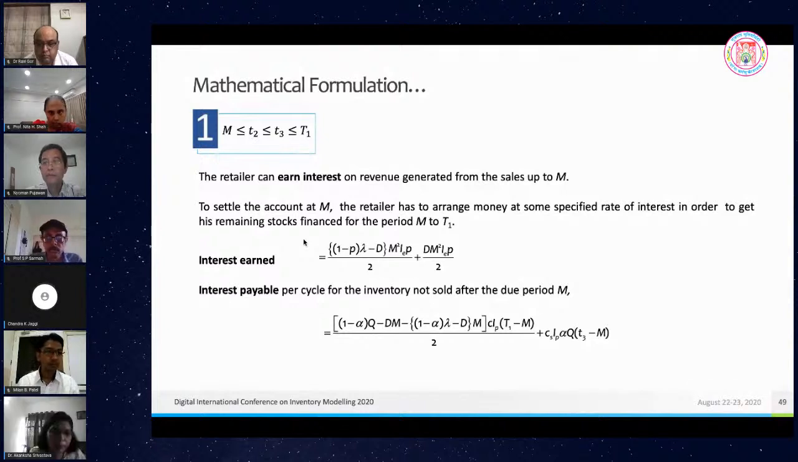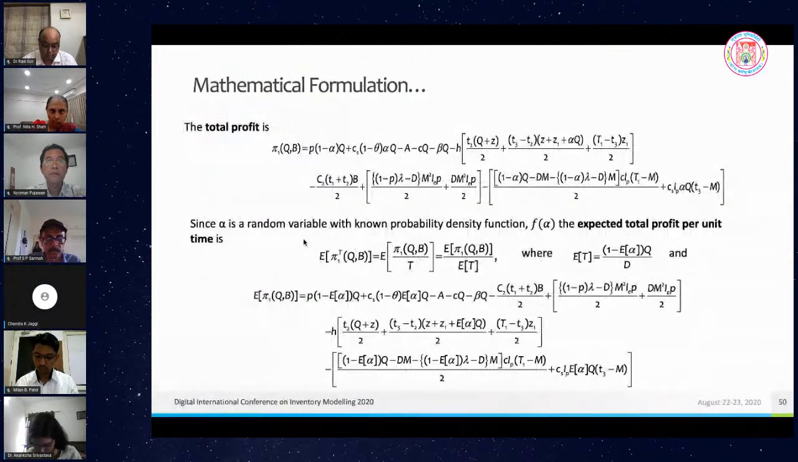Under this situation, we basically have two parts: the interest earned, which is earned this way, and the interest payable, because after M you have to pay the interest. Next, please. The total profit in this case is defined as this. Since alpha is a random variable with known PDF f(alpha), we find the expected total profit per unit of time, and that is the total expected profit for this case. Next, please.